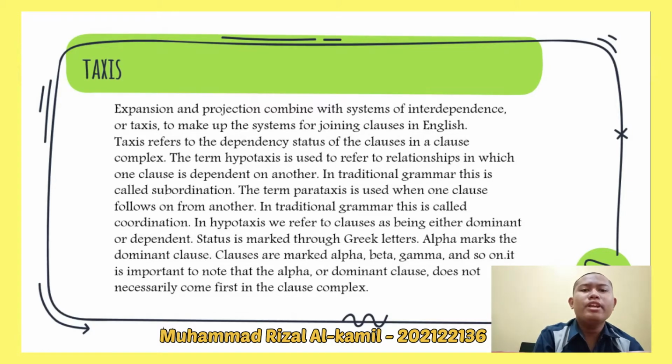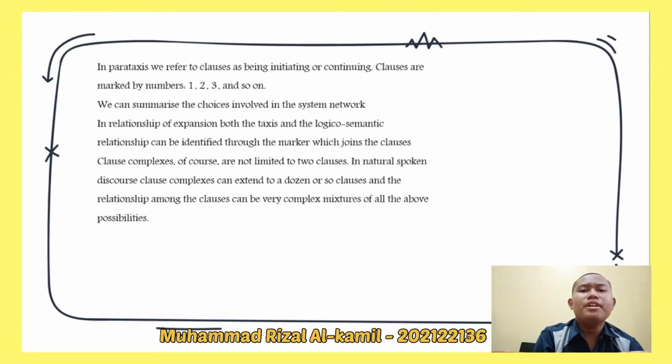In hypotaxis, we refer to clauses as being either dominant or dependent. Status is marked through Greek letters. Alpha marks the dominant clause. Clauses are marked alpha, beta, gamma, and so on. It is important to note that the alpha or dominant clause does not necessarily come first in the clause complex. In parataxis, we refer to clauses as being initiating or continuing. Clauses are marked by numbers 1, 2, 3, and so on.